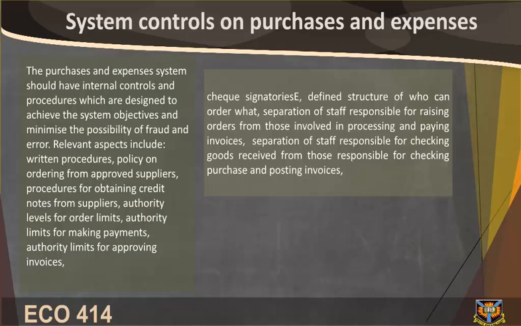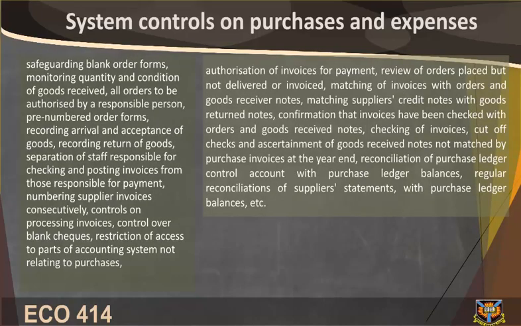order what, separation of staff responsibility for raising orders from those involved in processing and paying invoices, separation of staff responsible for checking goods received from those responsible for checking purchase and posting invoices, safeguarding blank order forms, monitoring quantity and condition of goods received. All orders to be authorized by a responsible person. Pre-numbered order forms.